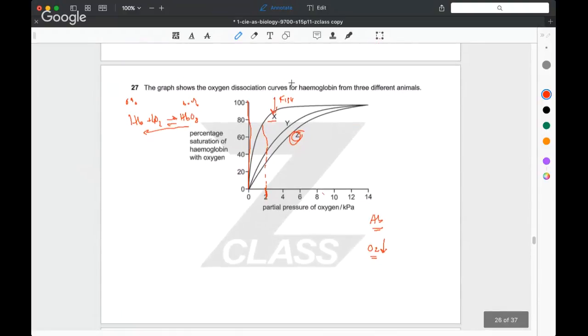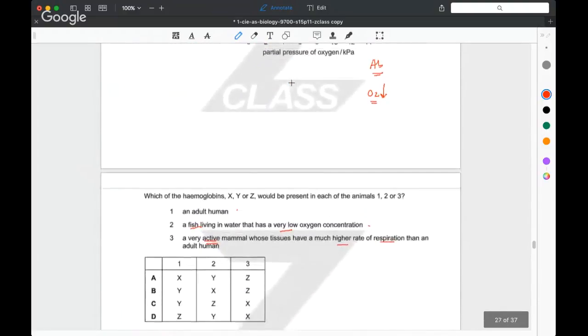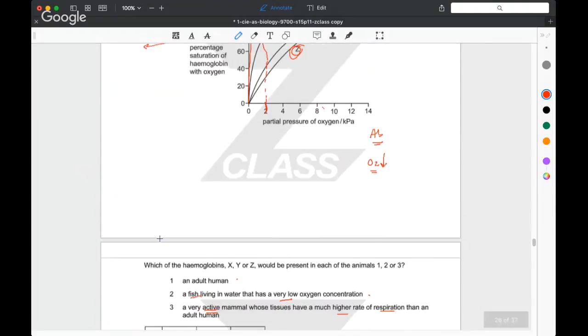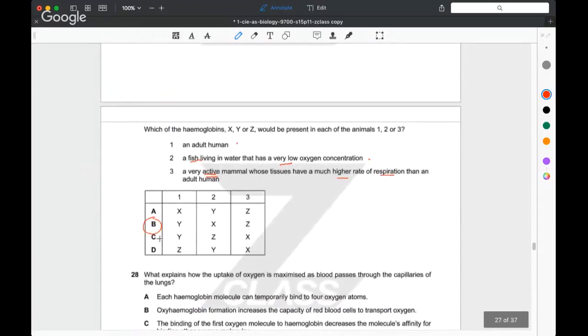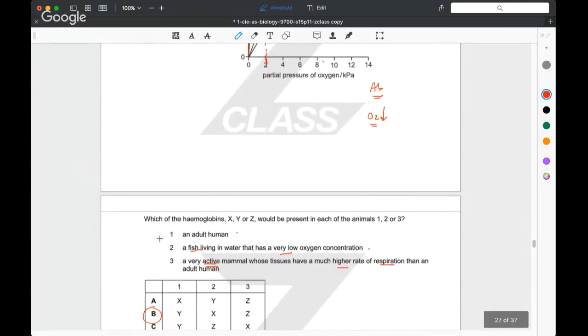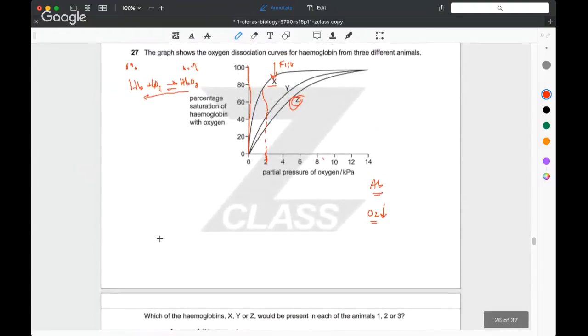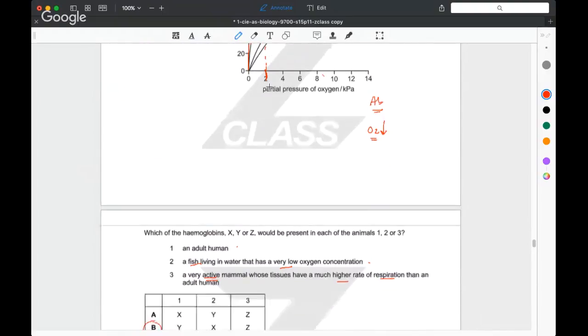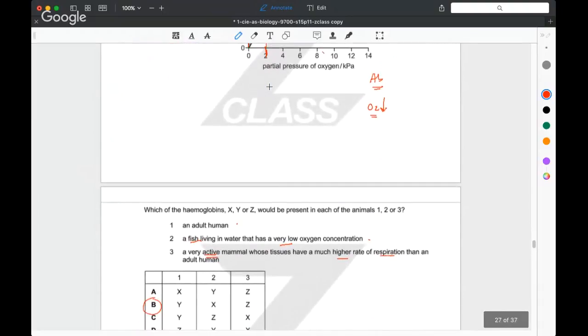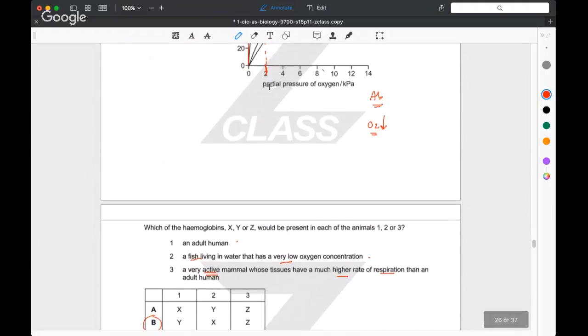Once you've figured everything out from the diagram, you've still got some work to do about plugging the right values into this table here, and it's that one there. Let's just check that. So number one is the adult human. Yes, we got that. Number two is the fish, isn't it? And that's graph X. There we go. The fish is able to get the oxygen from the low concentration in the water. And number three is Z, which is the mammal, which has the very high rate of respiration in its tissues.